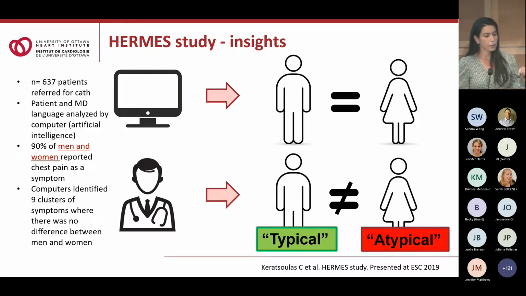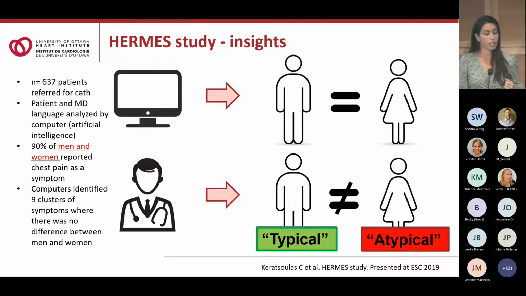Then the other important part is that when the computer analyzed the symptoms expressed in the conversation, they identified 9 clusters of symptoms, and these 9 clusters were identical for men and women. So what is the moral of the story here? The moral of the story is that if you let a computer listen to the patient, the computer will say that women and men present the same way with similar symptoms.